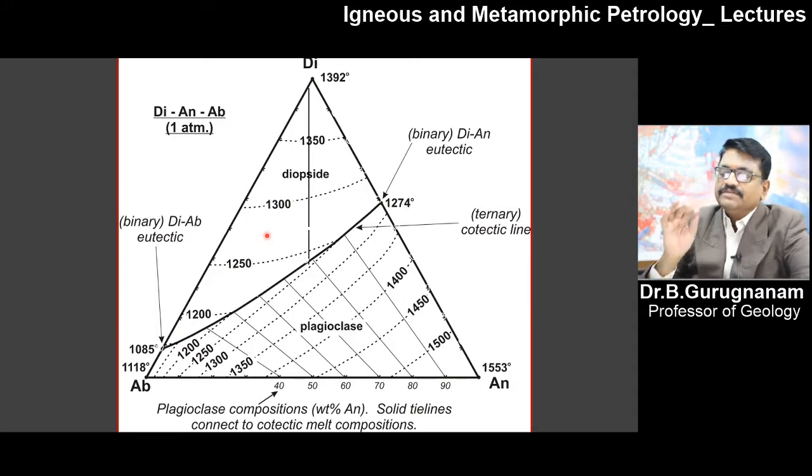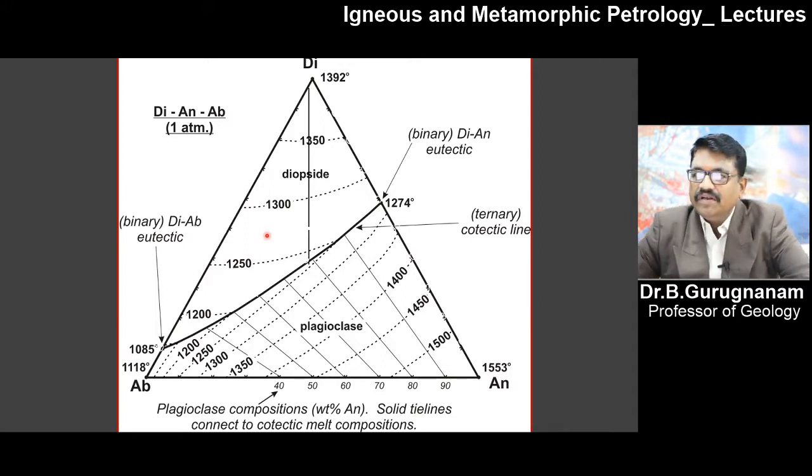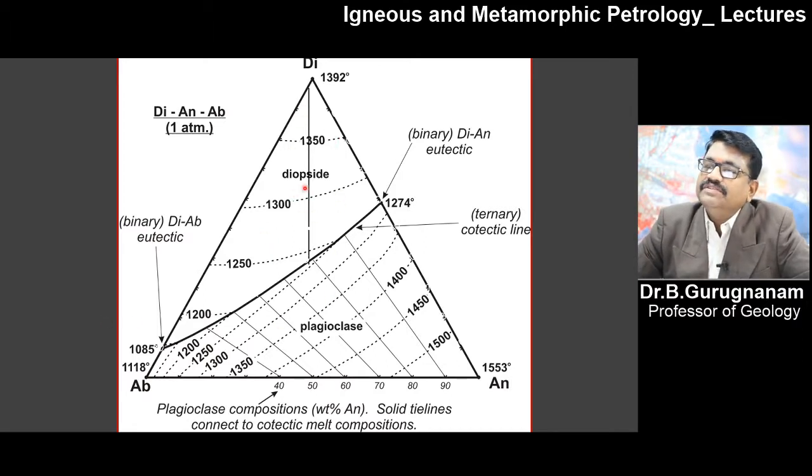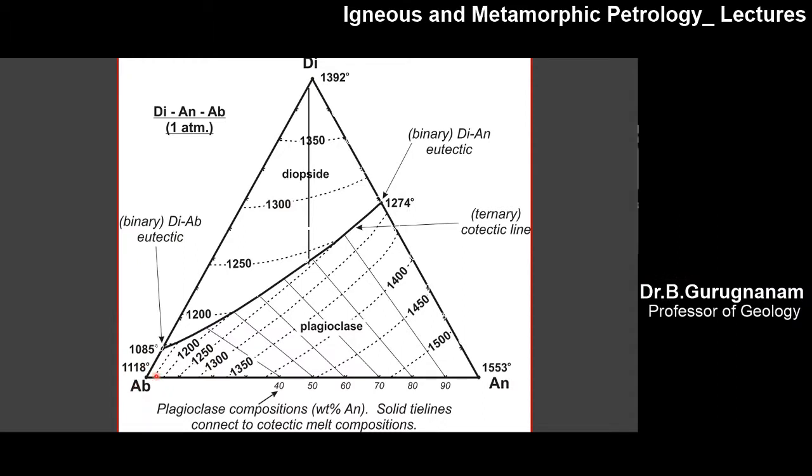And they have also explained with another figure, called diopside, anorthite, albite, by taking three components. This triangular diagram is the representation. This is 100% diopside, this is 100% anorthite, this is 100% albite. So at this point, 1392 degree, diopside will form. Albite will form at 1185, and this is the point at which diopside and albite will form together. This is a binary eutectic, 1085 degree centigrade.